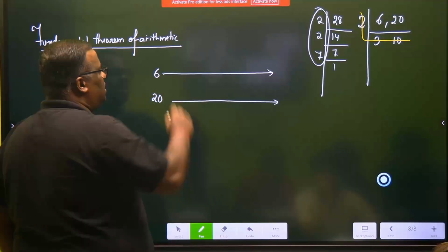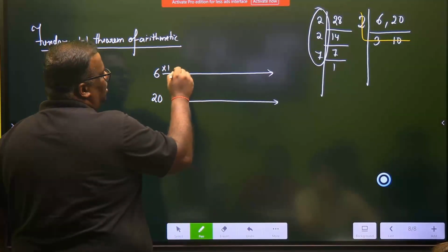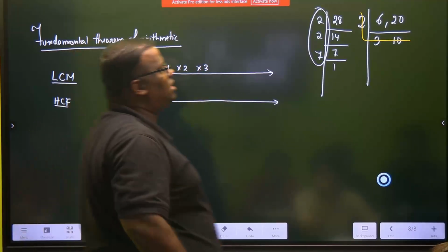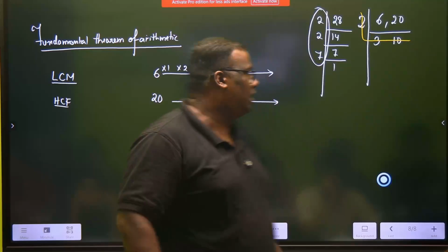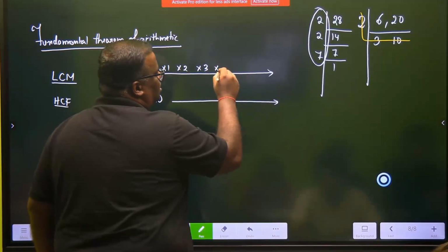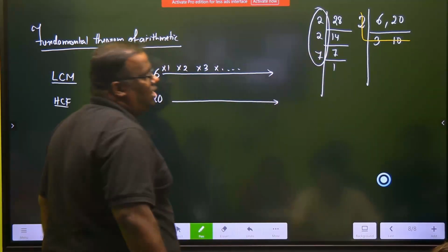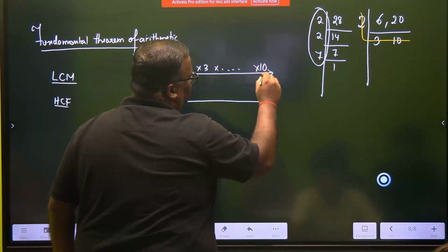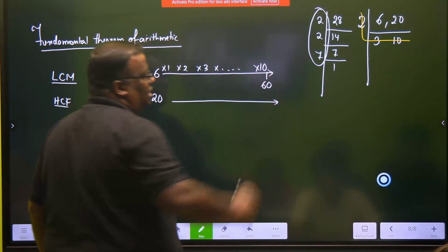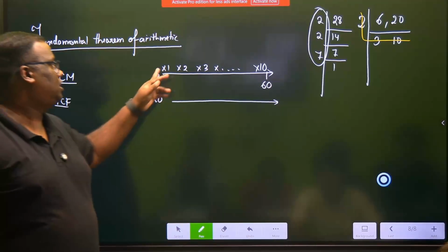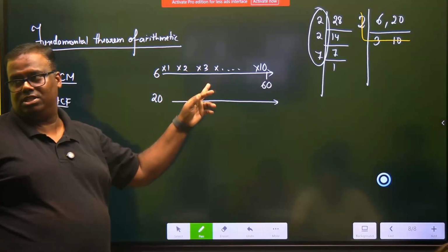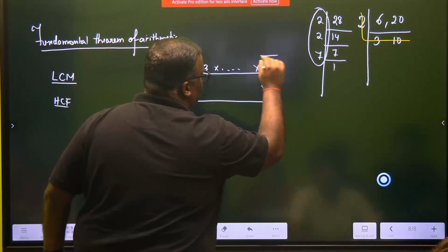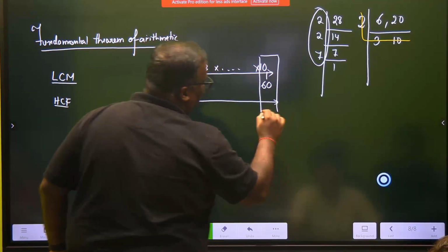So multiples of 6 can be obtained by 6 into 1, 6 into 2, 6 into 3. What is the LCM coming out here? Since you got the LCM as 60, I multiply this with 10 and I get 60. 6 into 1 will give me 6, 6 into 2, 12, 6 into 3, 18. That means 60 is the lowest common multiple of both.